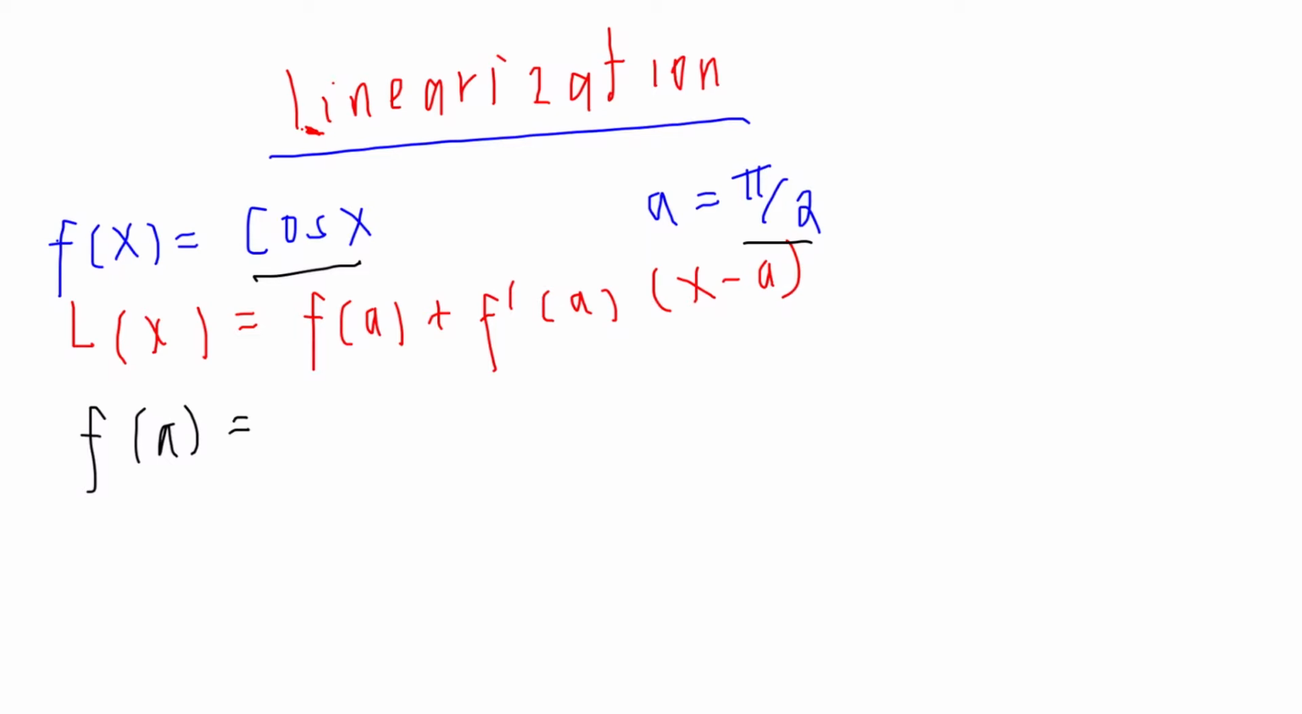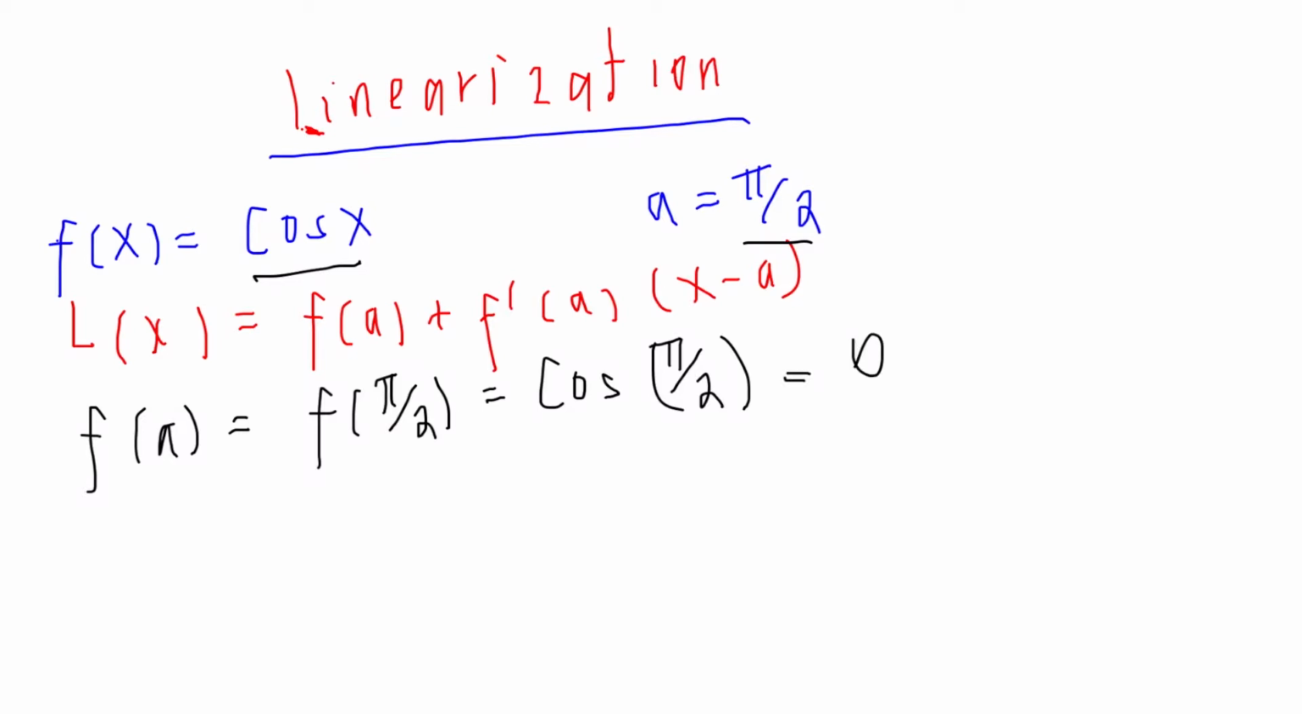And f of a is equal to f of pi over 2, which is equal to cos pi over 2. Okay, because our function is cos x, so it's gonna be cos pi over 2. So that gives us cos pi over 2 is equal to 0. So next we will have to find f prime of a.